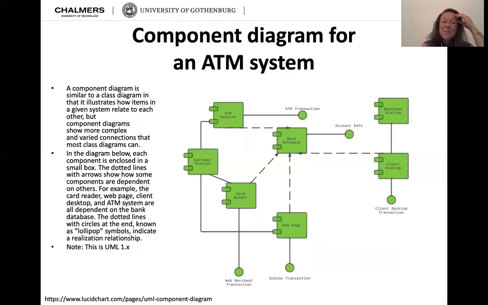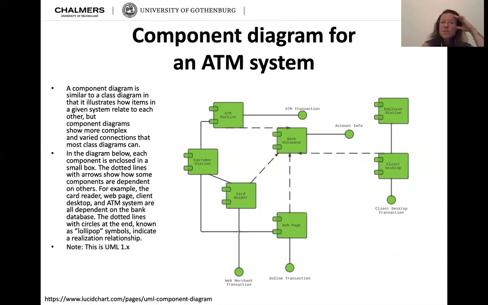A component diagram is similar. Oh, did you wonder why? So ATM systems are so readily used as examples because they're fairly simple. They have an embedded part and they have a human computer interaction or a user interface part. So that's what makes them the perfect example for classrooms.